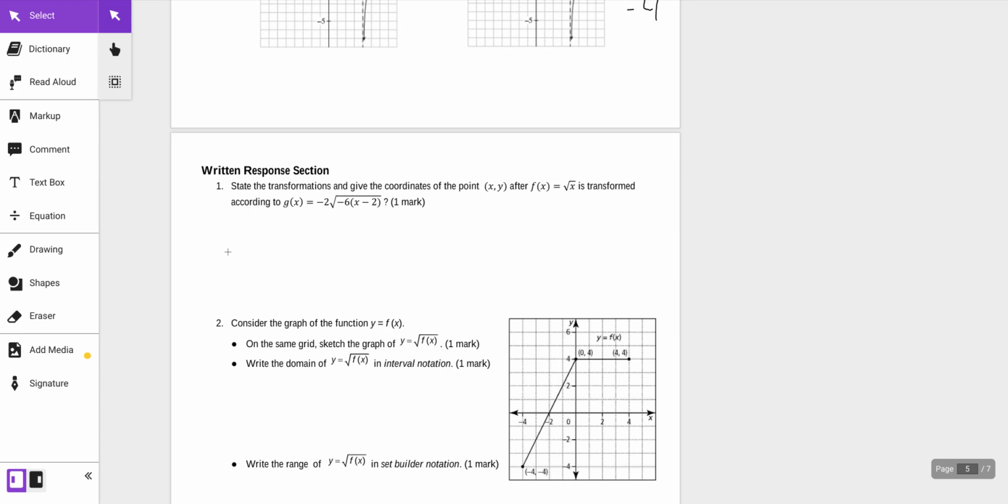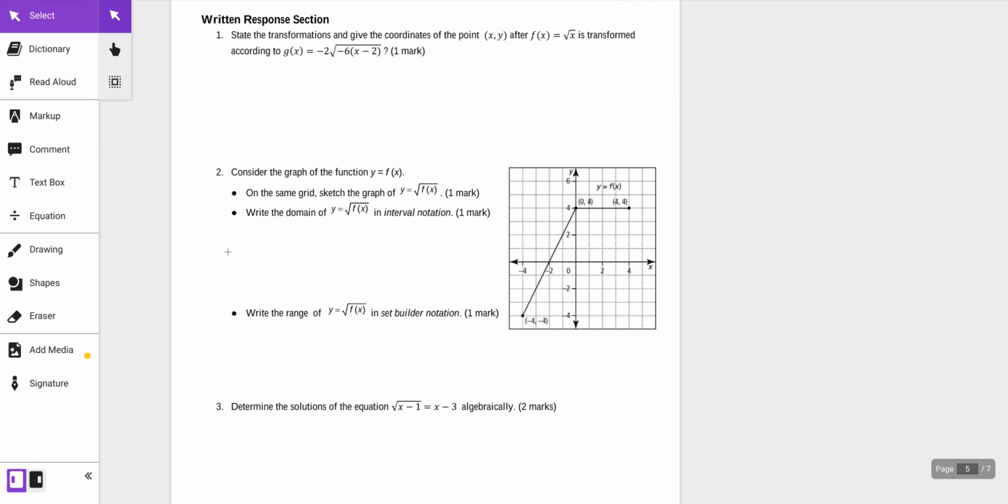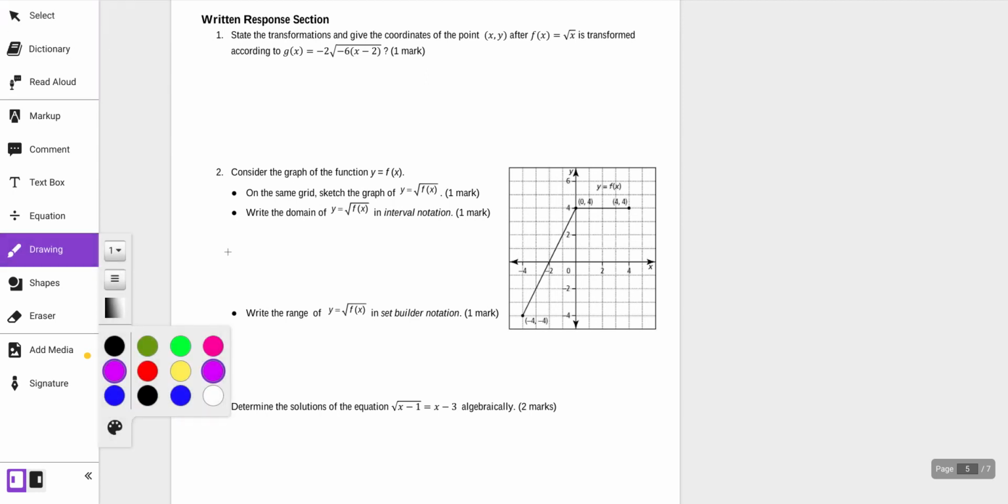Yeah. All right. Written response number 1. State the transformations and give the coordinates of the point x, y. I'm going to say the coordinate. I can't write it, not without a pencil. My hand will not work.